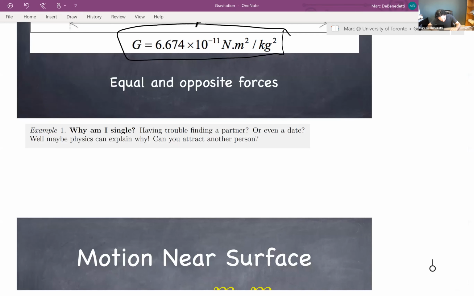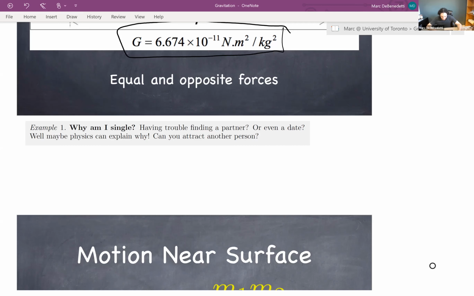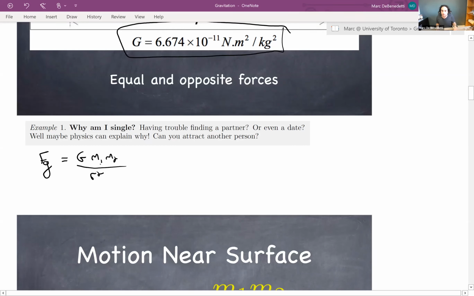So here's an example. Are you having trouble finding a partner? You can't find a significant other, you can't even find a date. Maybe physics can help you explain why you aren't able to attract other people. So, force of attraction, ha ha, funny joke. Let's calculate the force of gravity between two people. The force of gravity is going to be G times the mass of person 1 times the mass of person 2 divided by the distance between the two people squared.